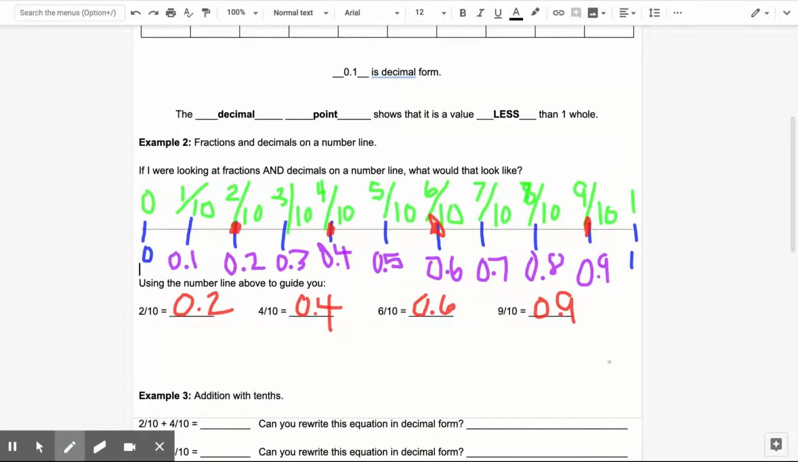Okay, so this will be a handy thing to come back to when you're working on your classwork if you get a little stuck about, oh wait, I don't remember what's what here and how they match up. So this will be a great resource.